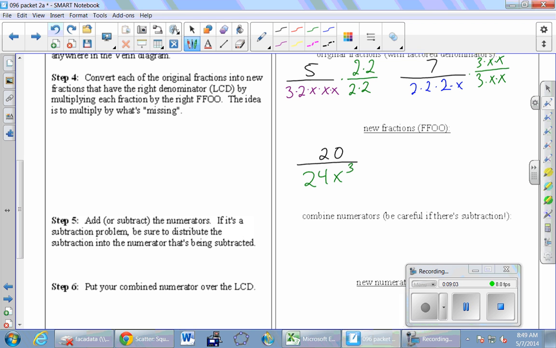Okay, upstairs on the other fraction, just mush stuff together. What do we get? 21x squared. And how about this denominator again, mushed together? Same, 24x cubed. And in the original problem, was it adding or subtracting these? Adding. So a plus sign right in the middle.